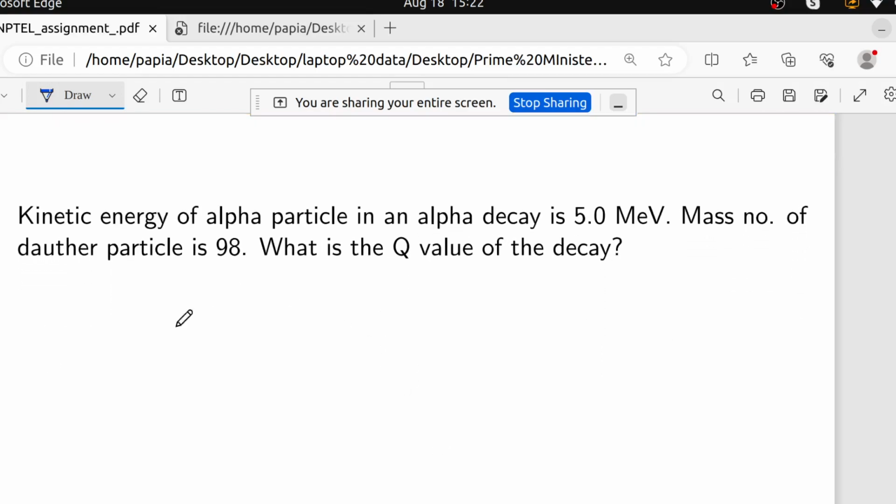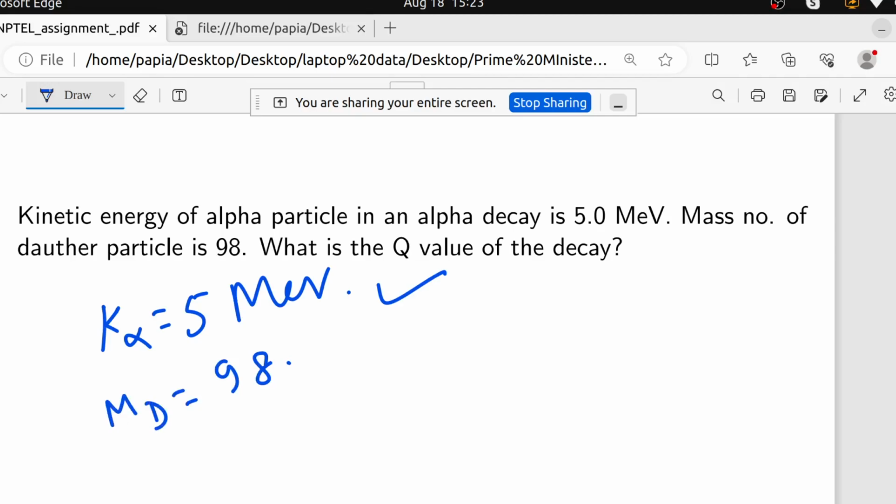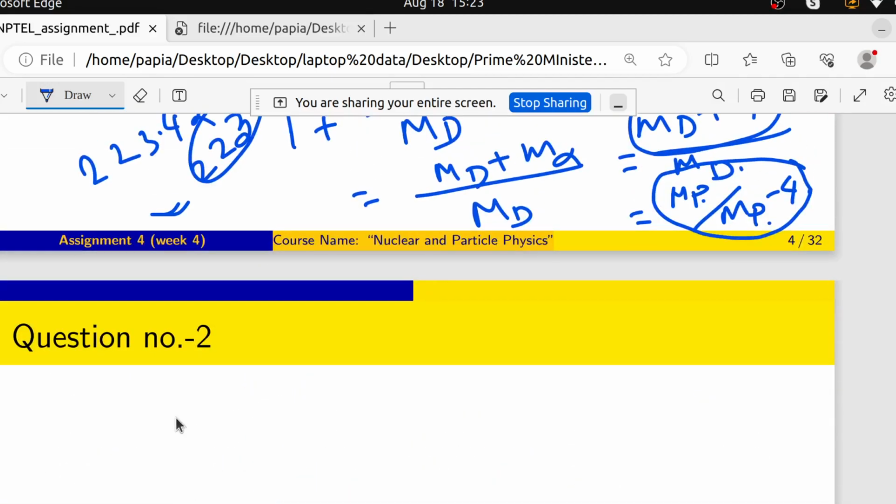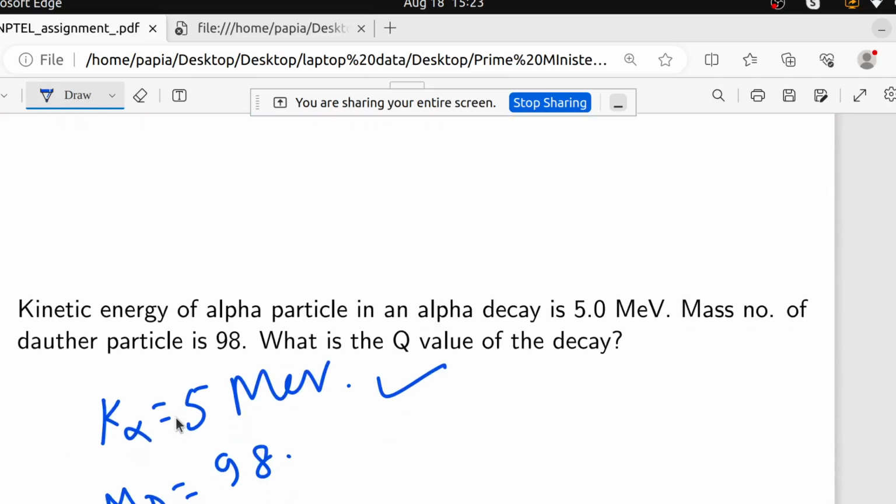Okay, now coming to the third one, kinetic energy of alpha particle in the alpha decay. It's a very similar one. Kinetic energy of alpha particle in an alpha decay is 5 MeV. You can see here K alpha is 5 MeV. We have already written here. Now mass number of daughter particle is 98. That means MD is 98. Previously also it was the daughter particle. Okay, so that means it's a very similar one.